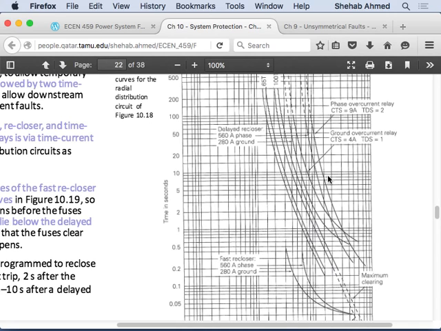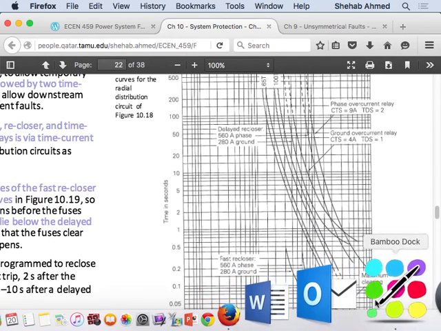Okay, if there's a high phase current and no neutral current, that means it's a three-phase fault close to the source, right? So this is how you coordinate a system like this. I will stop. I promise.